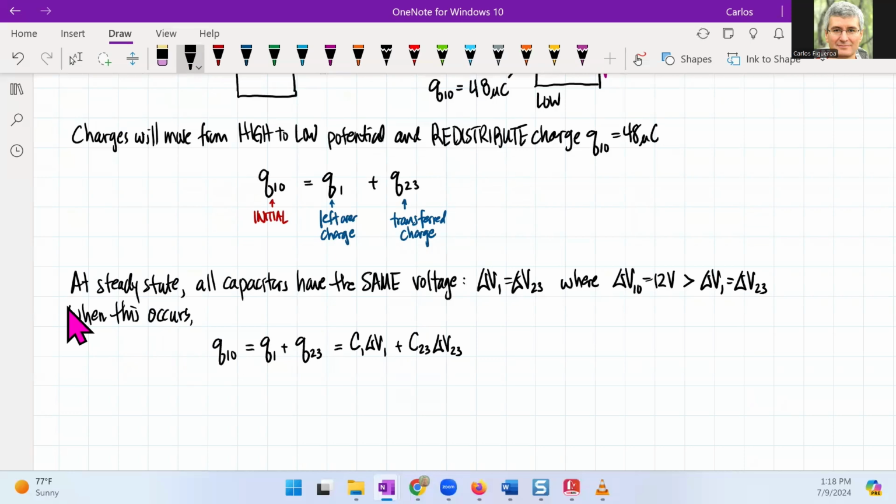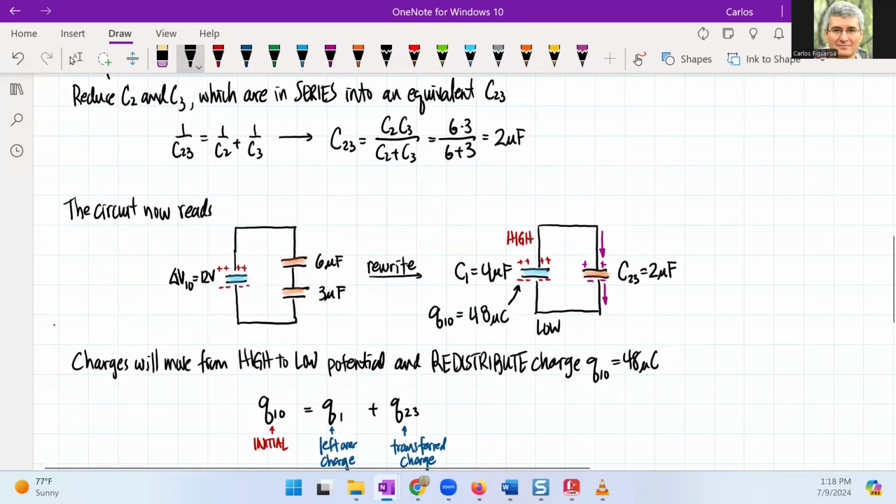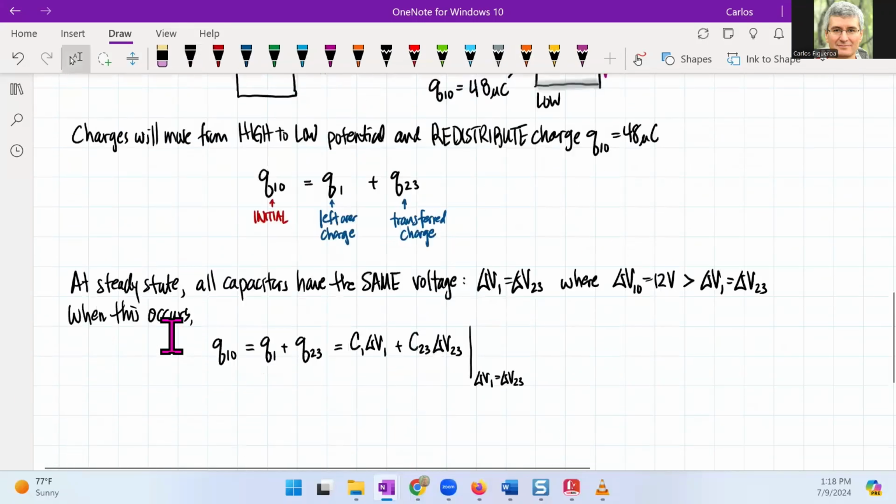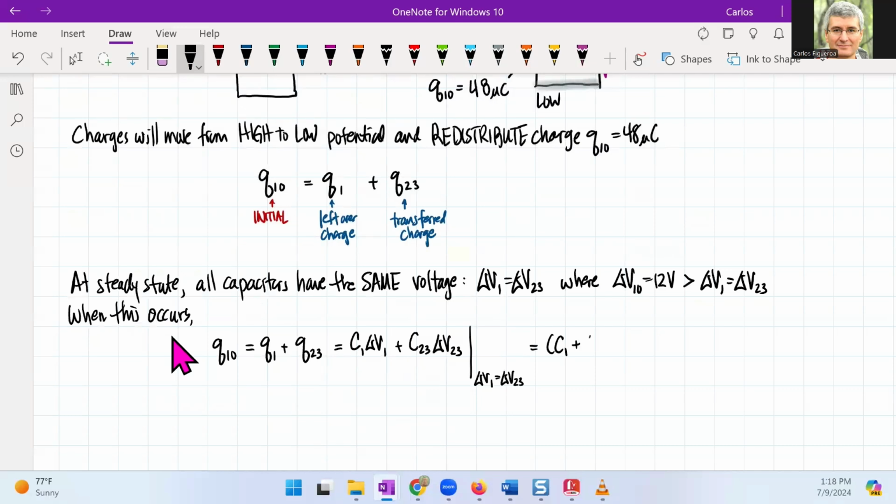But we said that these guys are going to have the same voltage, right? We just mentioned that these guys must have the same voltage because there's only 2 nodes. Look at the nodes. Here's my high node. Here's my low node. There's only 2 nodes, so they have to have the same voltage. So then I can write a relationship that reads C1 plus C23 is going to be multiplied by this final voltage.